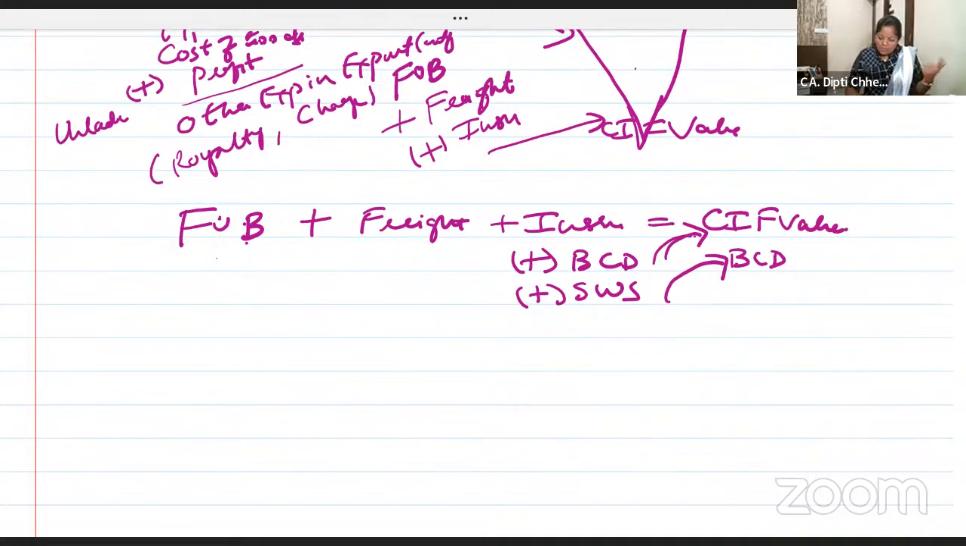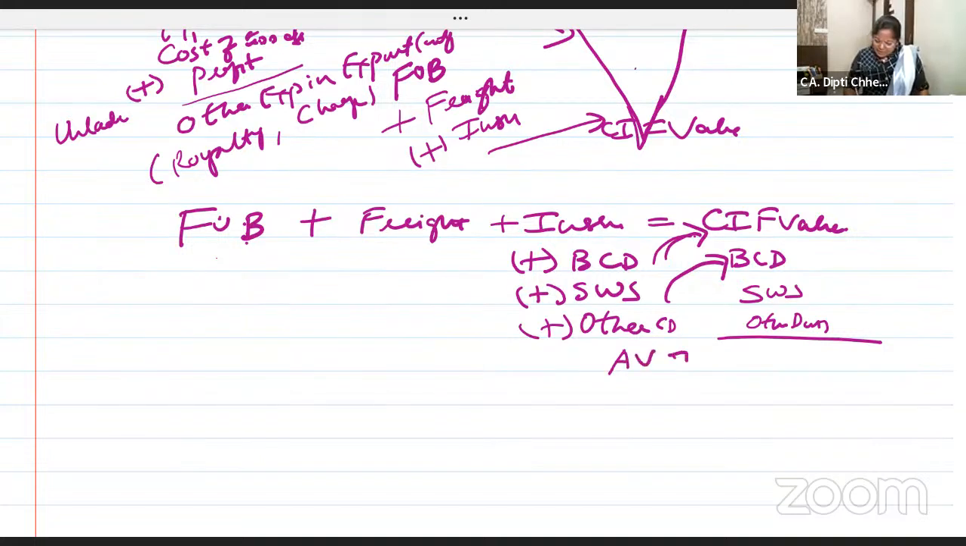On the CIF value, I'm charging the basic custom duty. On basic custom duty, I'm charging SWS. And now I may be charging other custom duty: anti-dumping duty, protective duty, safeguarding duty, whatever other duties there are. Now what you get is called the assessable value for GST, IGST. On this value, IGST is charged.